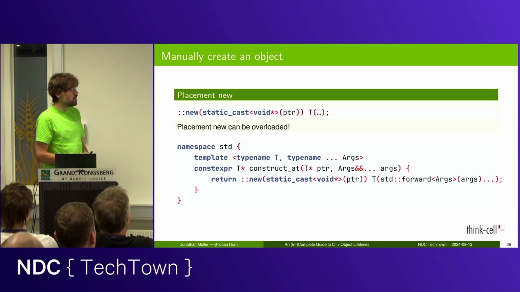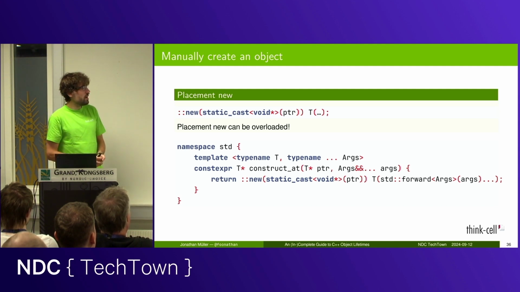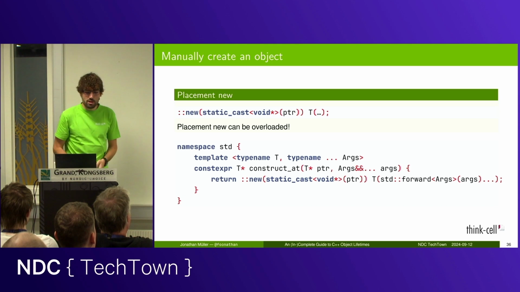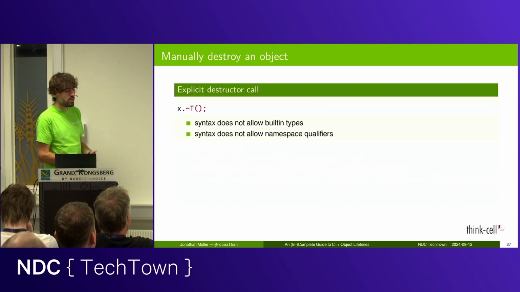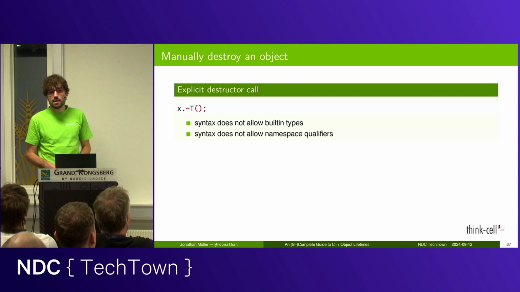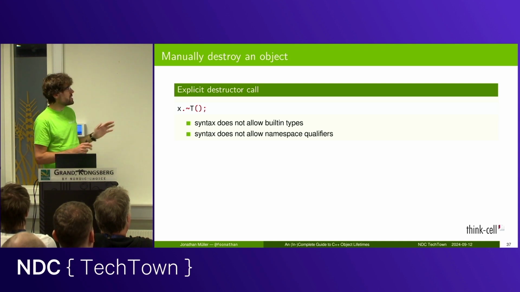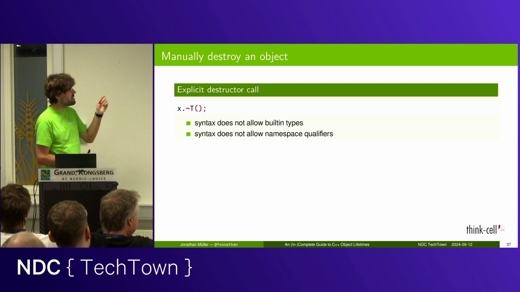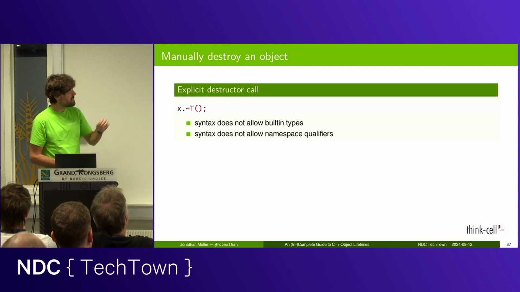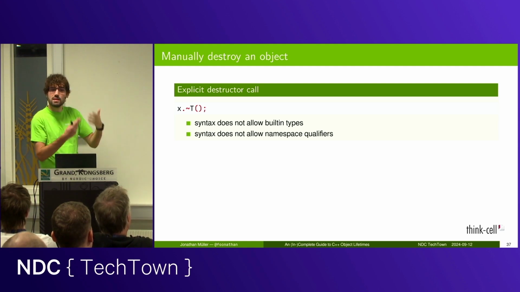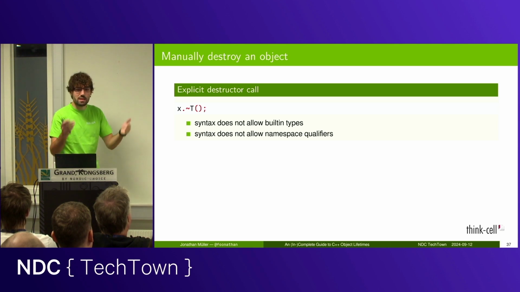When we manually create an object by manually starting its lifetime, the compiler will not destroy it for us, so we also need to destroy it. And for that, we can manually call the destructor. The syntax for that is object dot tilde and then the name of the type. And due to some weird quirk of the grammar, the name of the type has to be an identifier. This means that T cannot be int, because int is a keyword. It also means that T cannot be std::string, because this isn't a single identifier.